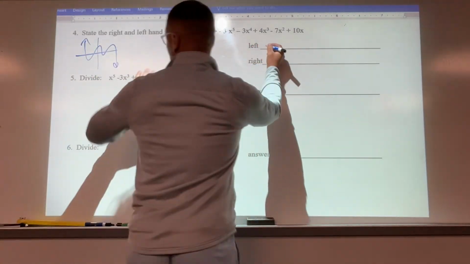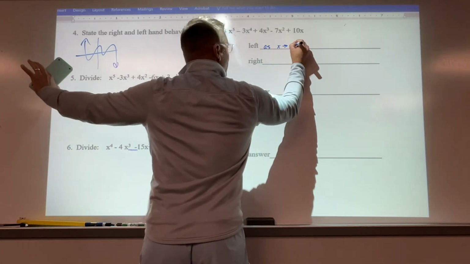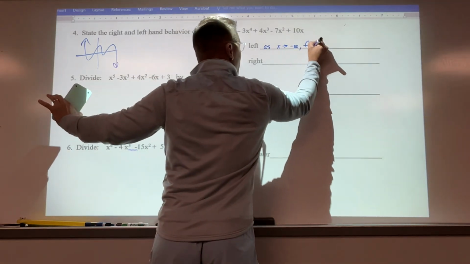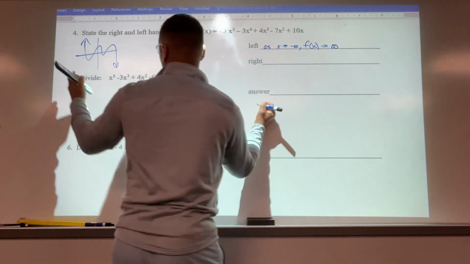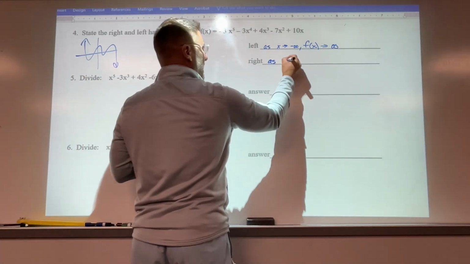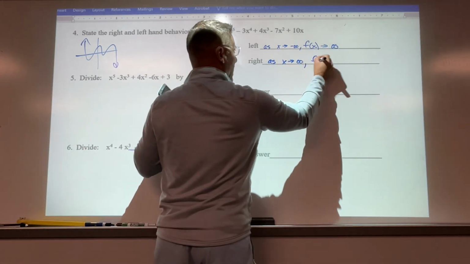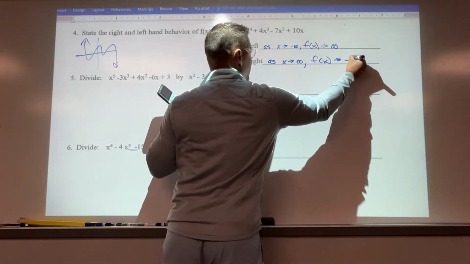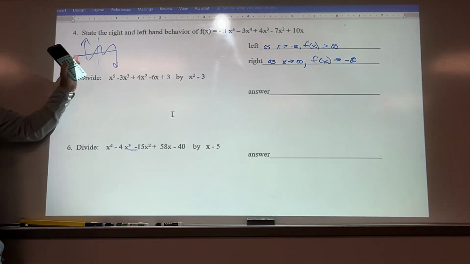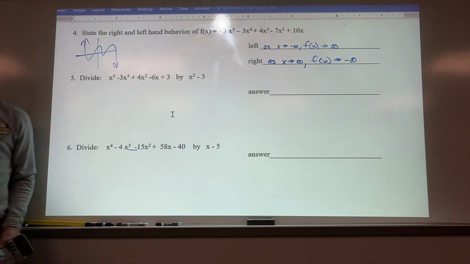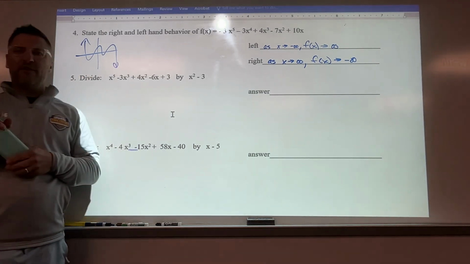Here we go. The left side behavior. As x goes to negative infinity, my function f of x goes to positive infinity. Let's go to the right. As x goes to positive infinity, as I go to the right, my f of x goes to negative infinity. I go down. So left up, right down. I got it. Okay?